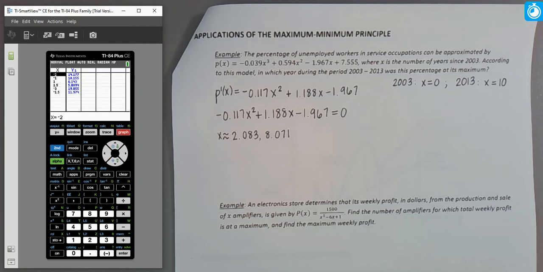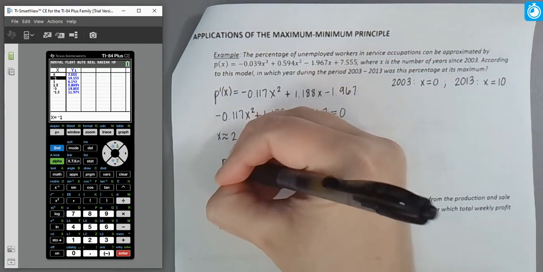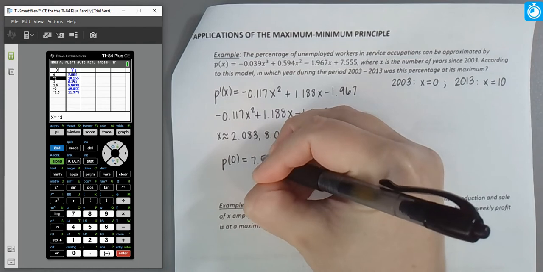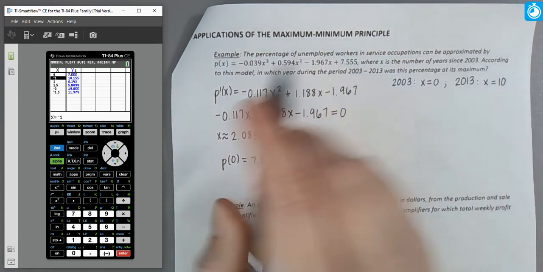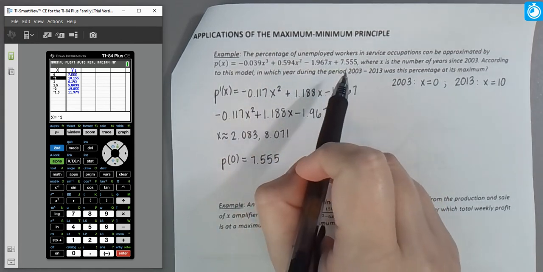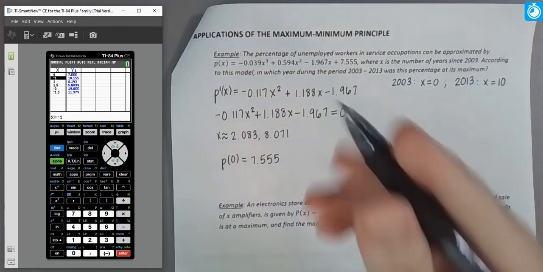Now we need to check values at 0, 10, and then our two critical values. Okay, so at x equals 0, and notice you already have some things in there. It's difficult to clear them out, so you can just type over them. That's perfectly fine. So at x equals 0, we have an associated y value of 7.555. So P of 0, sorry, P, not F. P of 0 is 7.555. Now that makes sense. If we sub in 0 here, notice these three terms go to 0, and we're just left with the value at the end.